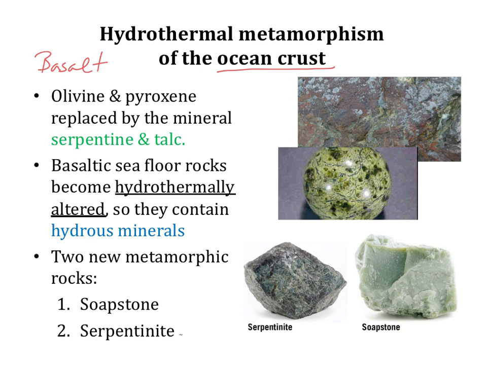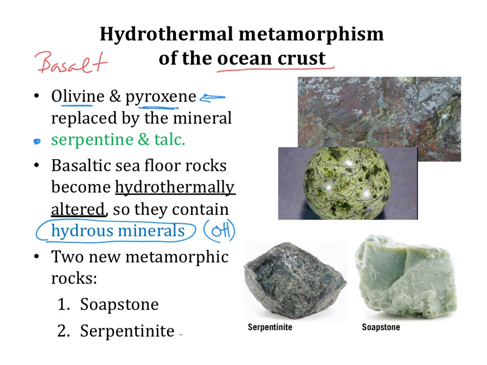Olivine and pyroxene were very important in basaltic rocks, so these two minerals here, two of the main minerals in basalt. During the hydrothermal metamorphism of the seafloor, those are replaced by two different minerals, and what's different about these minerals is that they actually incorporate water into them, so they are hydrous minerals again. So remember we talked about hydrous minerals, anything that has an OH group in it, at the end of a mineral formula. So serpentine and talc are two minerals that do have that OH group, so they are hydrous minerals.